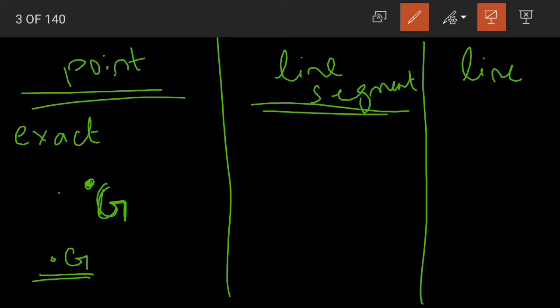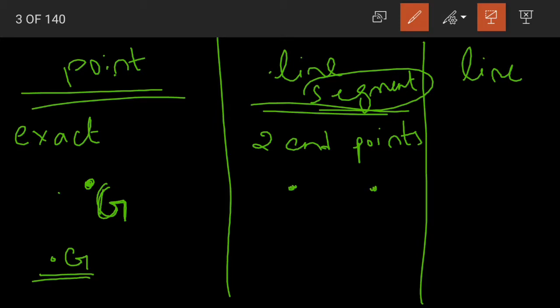Now moving on to line segment. Segment is nothing but a part, children. So line segment is a part of a line. It has two endpoints. Line segment has two endpoints. For example, these two are our endpoints. When I join these two endpoints, this will be my line segment. We cannot increase the length of the line segment. It is fixed.